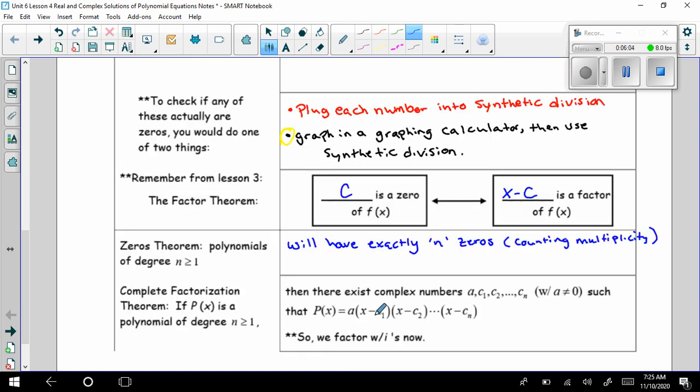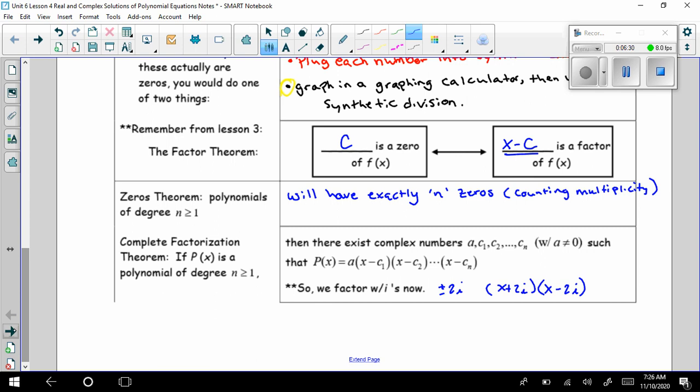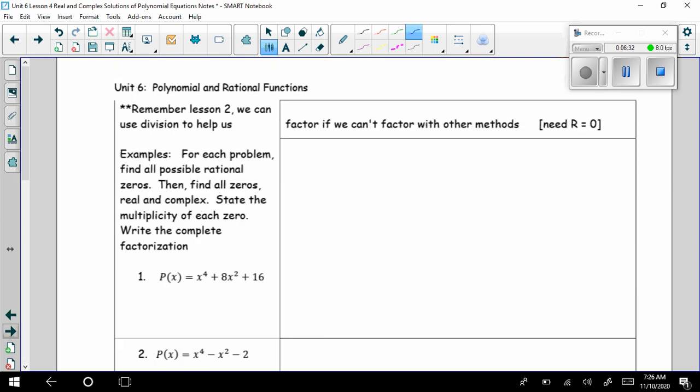Such that you have p of x equals all of these factors. And you can factor with your i's now. So if you have plus or minus 2i as two of your zeros, then you just write that as factors of x plus 2i and x minus 2i. To get rid of the i's, you would just FOIL that, and you would have another factor as well. So it depends if you want i's in your answer or not.